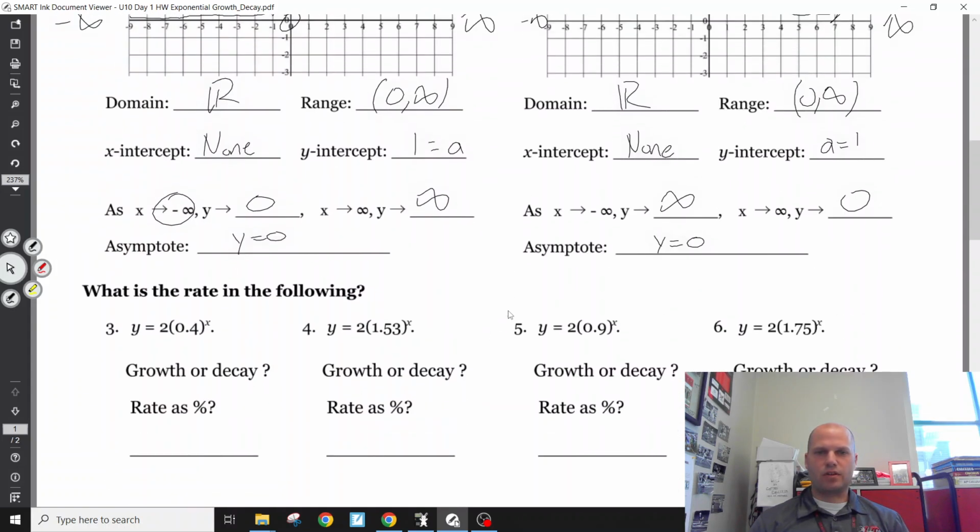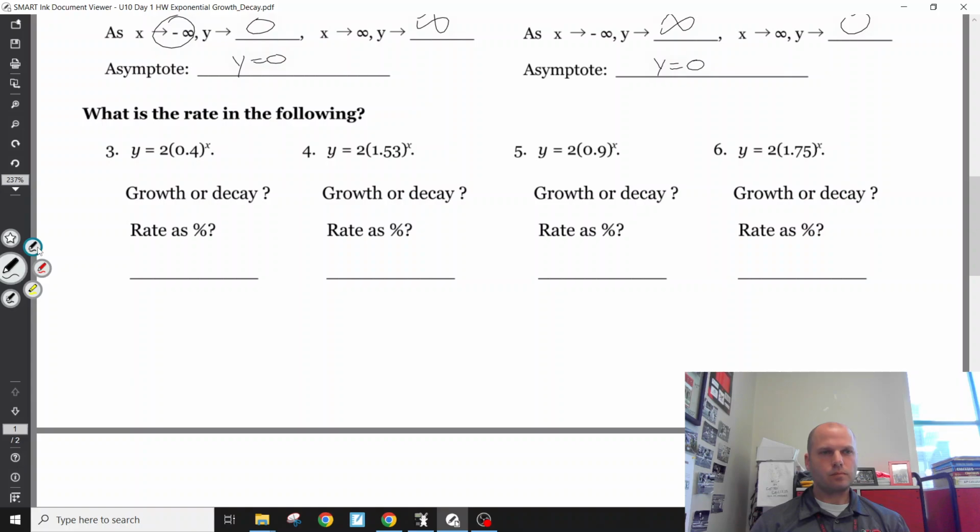Okay, we transition from a times b to the x to a times (1 plus a rate) to the x.